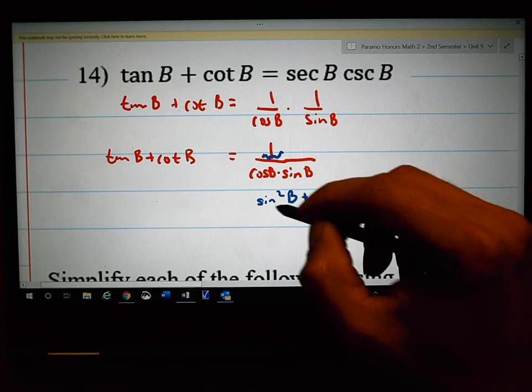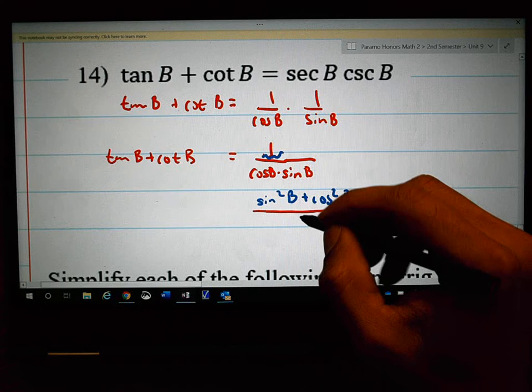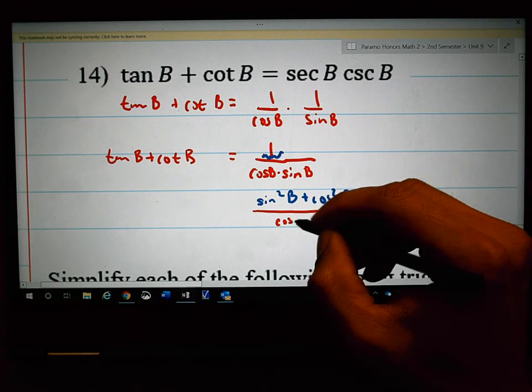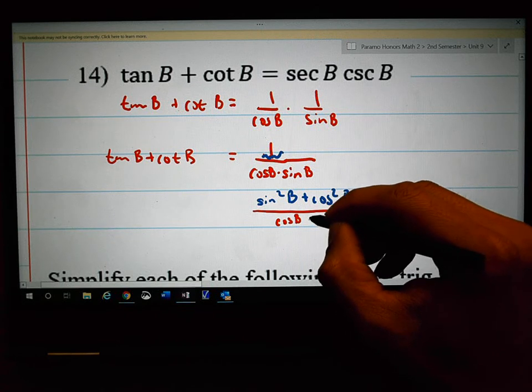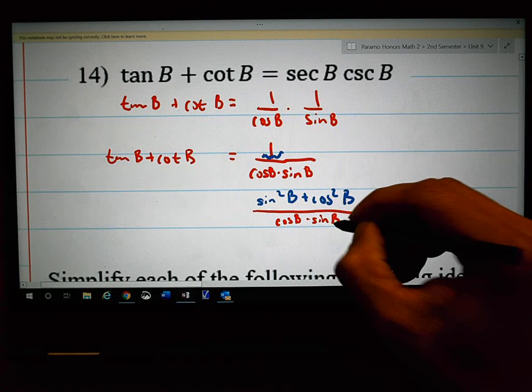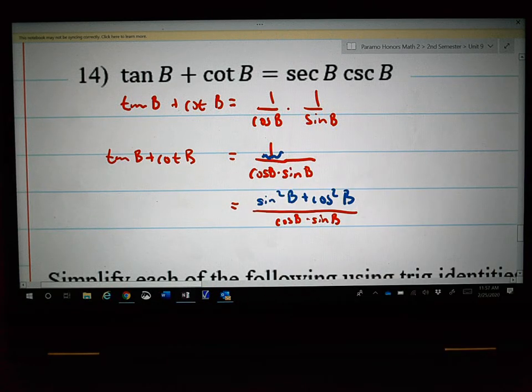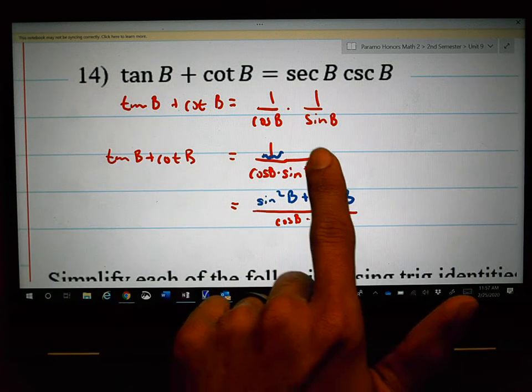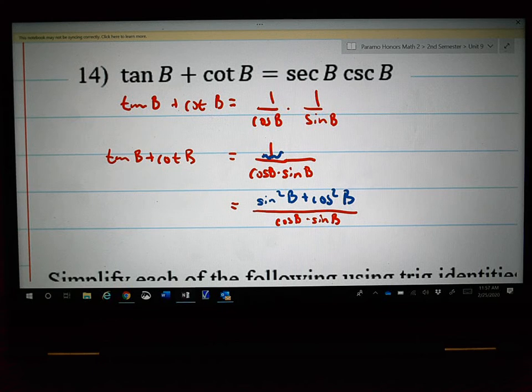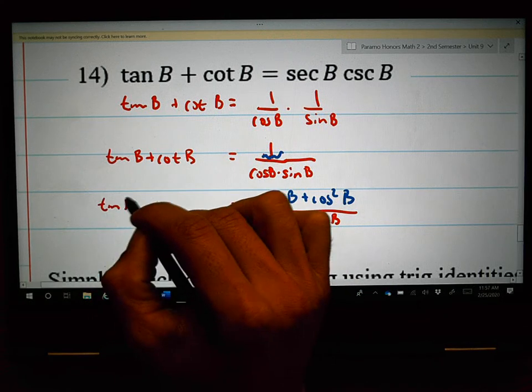Now think about why I did that. The reason why I did that was because this side has something being added. There was nothing being added here, and I thought to myself, the only thing that I know that's equal to 1 that's being added is Pythagorean identity number 1. This left side, we're still not touching it. We're leaving it alone.